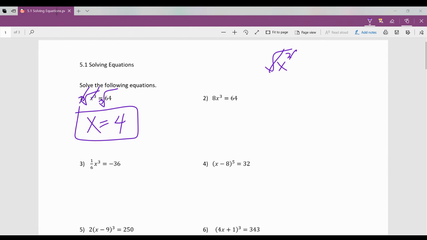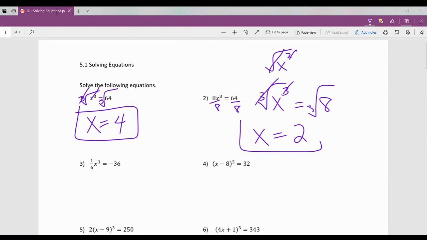All right, for number 2, we're going to do the same idea. We're going to solve, but the first thing we need to do is divide both sides by 8. So then we get x to the third equals 8. And now I want to get rid of raised to the third, so I'm going to take the third root. The third root and the raised to the third cancel, so x equals the cube root, the third root of 8. So we're saying what number times itself 3 times is going to give me 8, and that's 2. X is equal to 2.